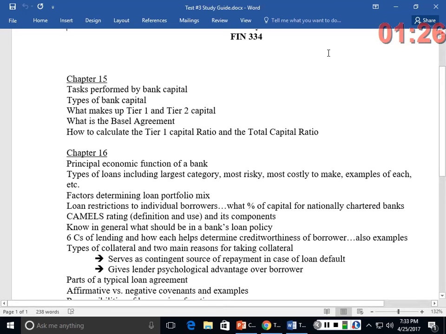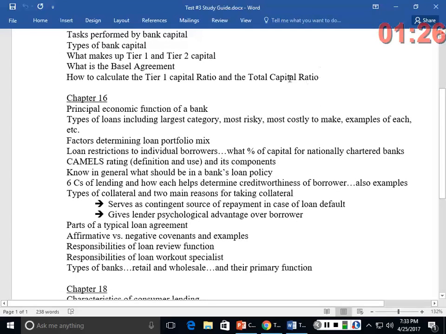Chapter 16: What is the principal economic function of a bank? That should be right at the beginning of chapter 16. If it's not, let me know. The types of loans, including the largest category, the most risky type of loan, the most costly to make.